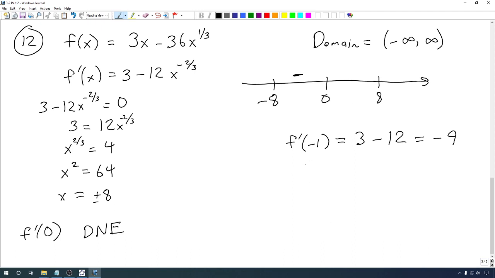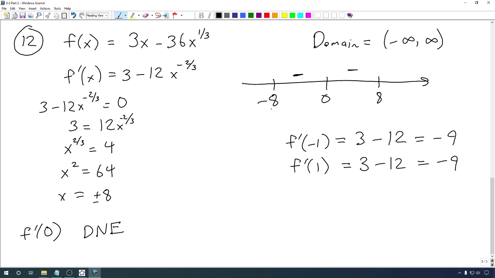Same thing from 0 to 8. The derivative at 1, in fact, is exactly the same thing. This x to the minus 2/3 actually turns into a positive 1 again. So we have 3 minus 12, or negative 9, so it is actually decreasing there as well.